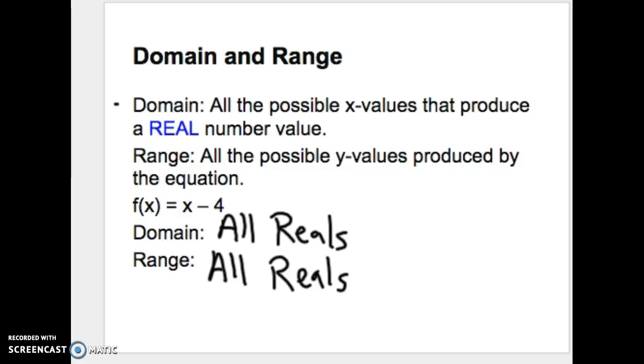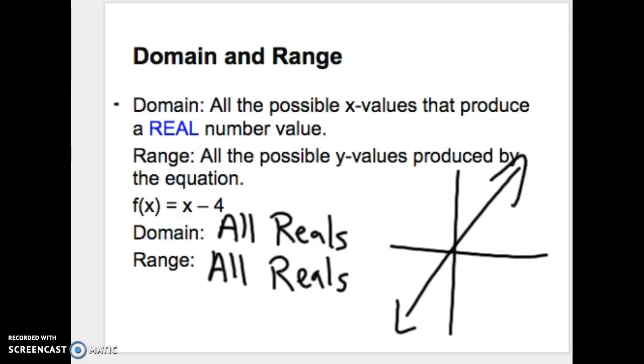If we look at the picture of a graph of a linear equation, we have a straight line going like this. The arrows on each end of the line signify that it doesn't stop at that point. It actually continues on and on, telling us that no matter where we are in the graph, we're still going to get some x value, and we're still going to get some y value, all real numbers.